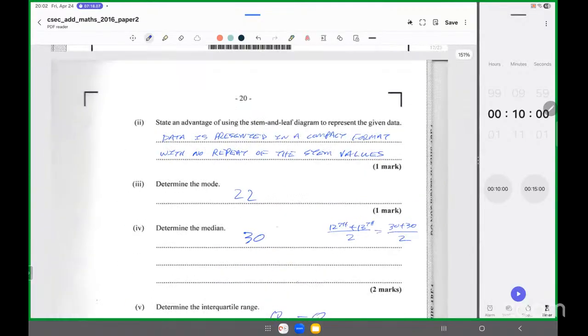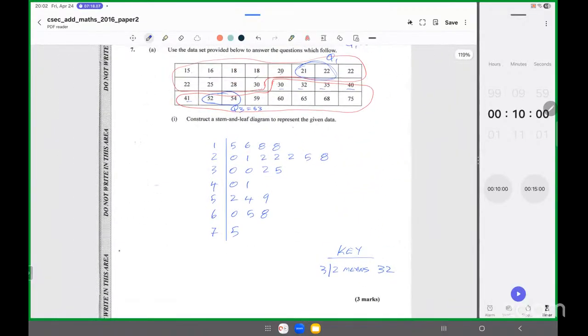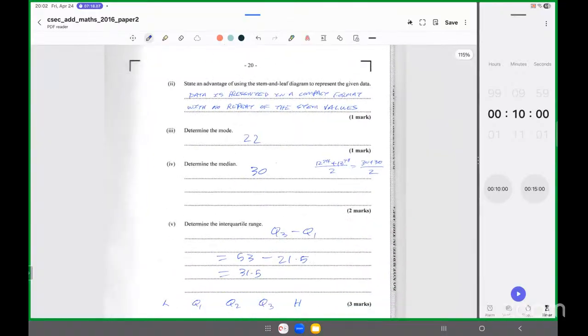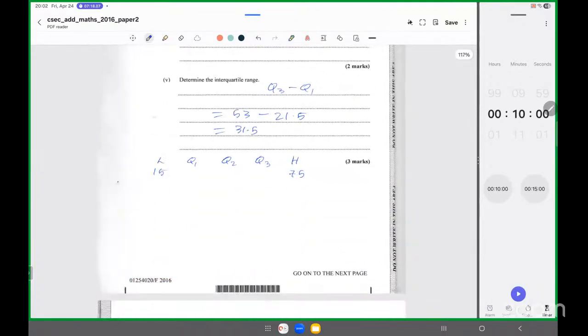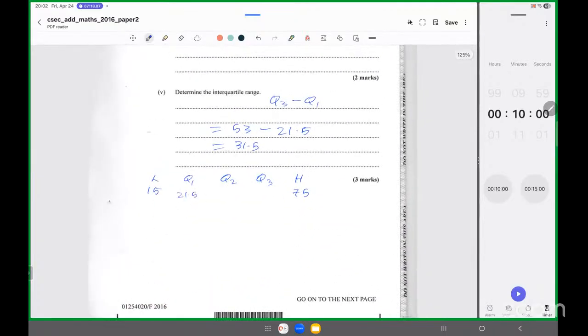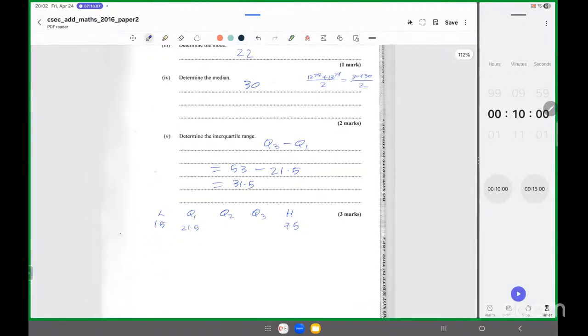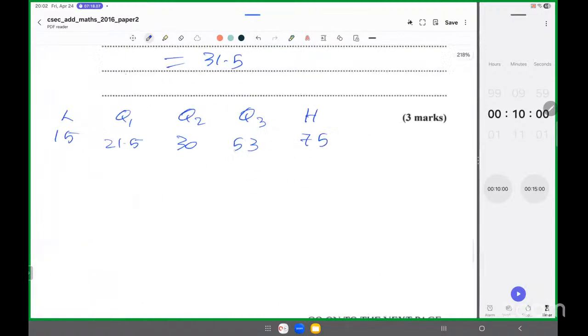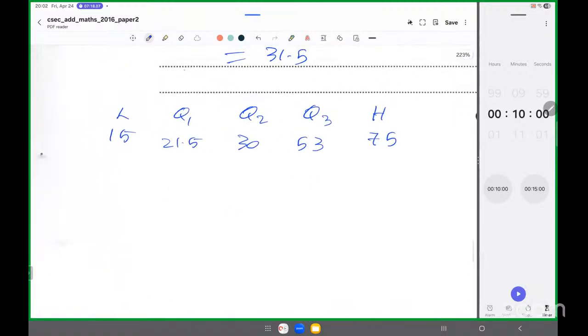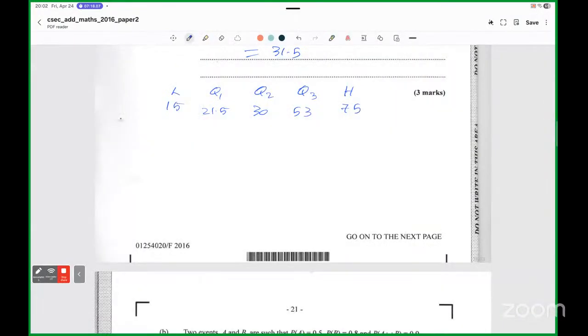What's the lowest value? The lowest value is 15, the highest value is 75. Q1 is 21.5. Q2 is 30. Q3 is 53. That's what you're drawing. You draw it to scale. Draw a scale, like a number line, and put those values on it.